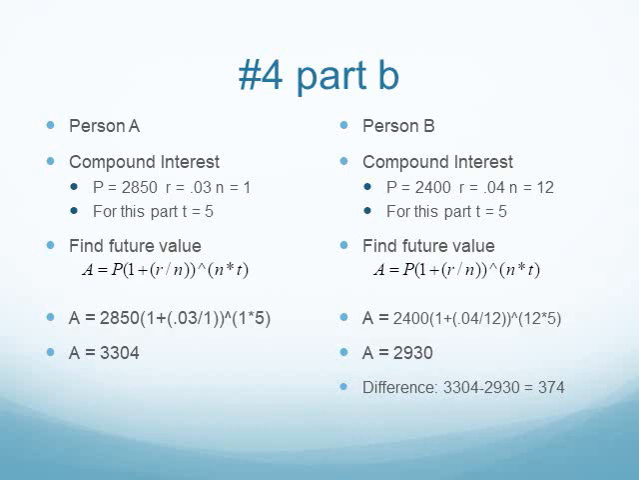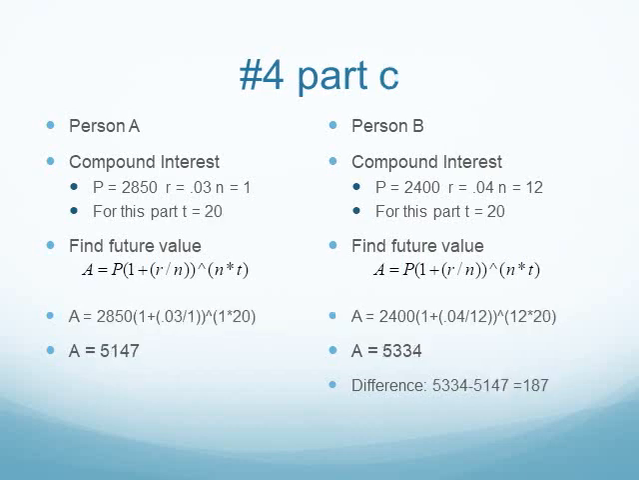And then down here you see I again calculated the difference, $374. So less of a difference now. Person B is making a little bit closer to person A in interest. Okay, here we go. Next slide.